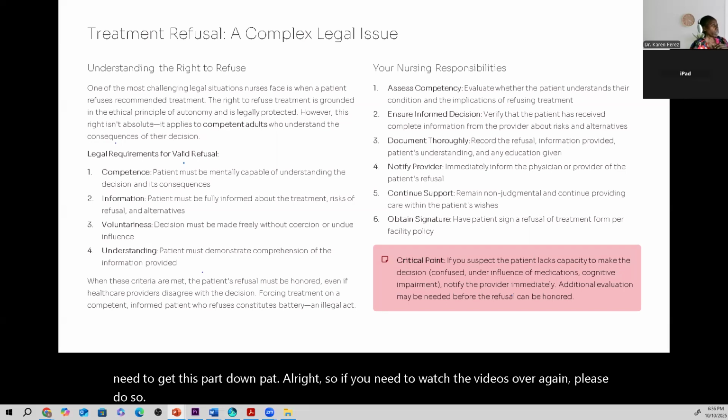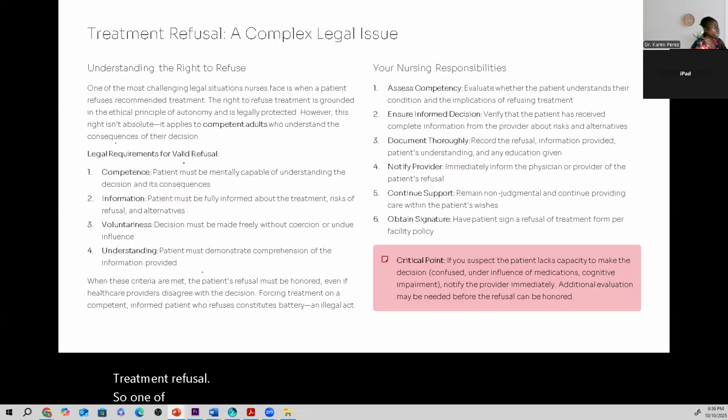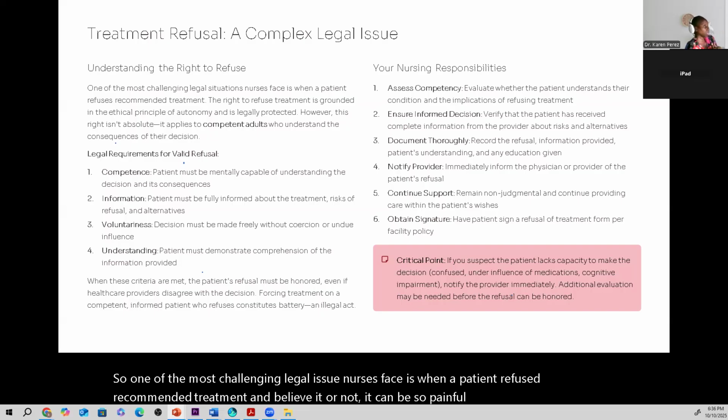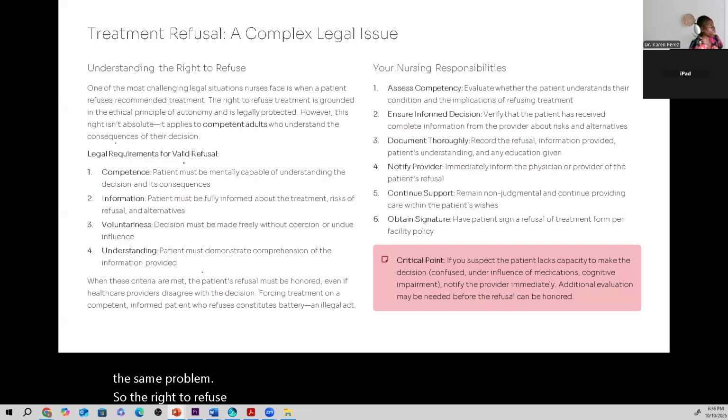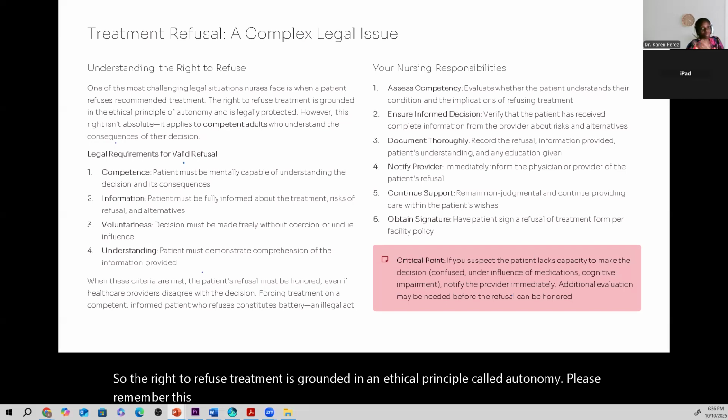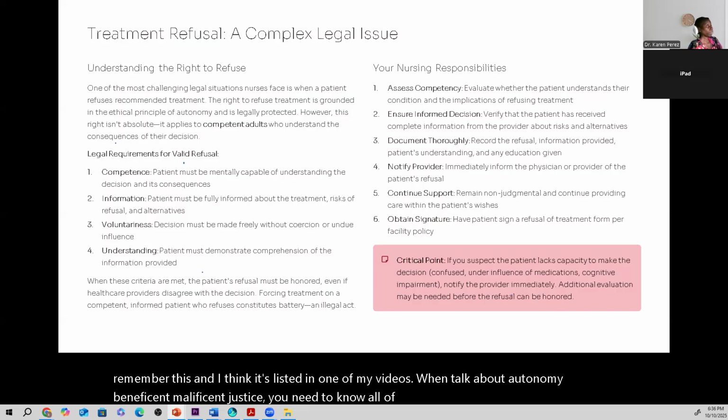Treatment refusal. One of the most challenging legal issues nurses face is when a patient refuses recommended treatment. And believe it or not, it can be so painful because sometimes you know more than the patient as it relates to the treatment, right? And the patient refuses, but still has the same problem. So the right to refuse treatment is grounded in an ethical principle called autonomy. Please remember this, and I think it's listed in one of my videos when I talk about autonomy, beneficence, maleficence, justice. You need to know all of those, right?